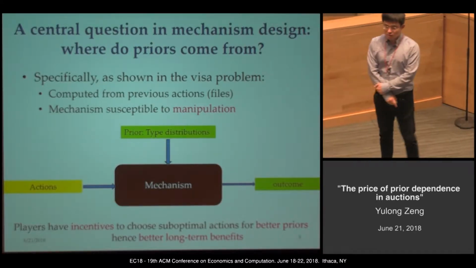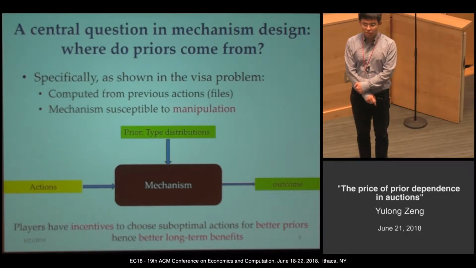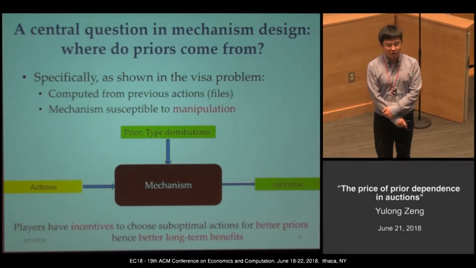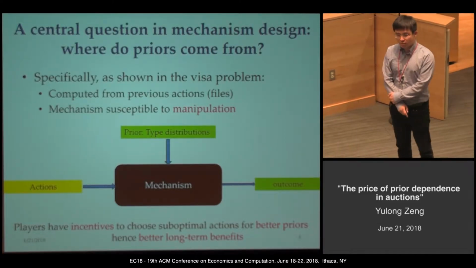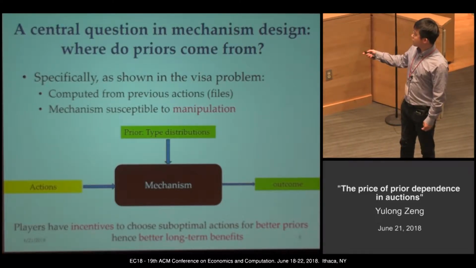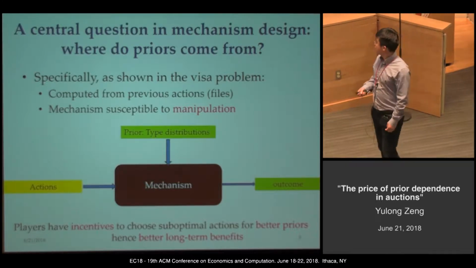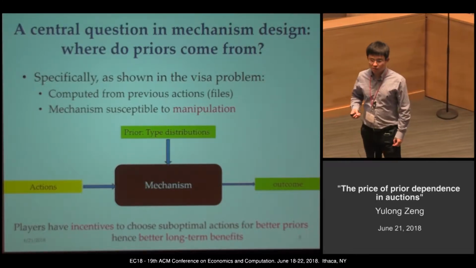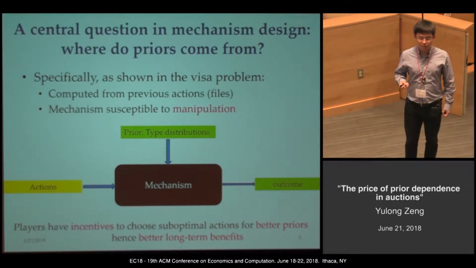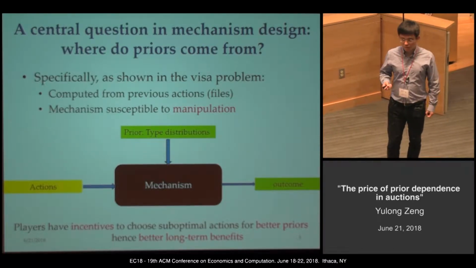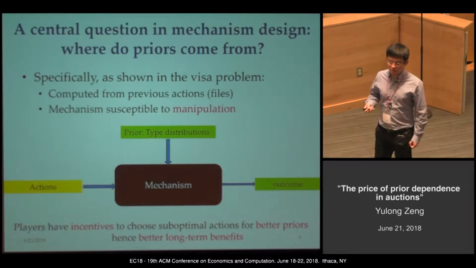And the main message that this talk wants to deliver is that this kind of mechanism is susceptible to manipulation. By manipulation, I mean players have incentive to choose suboptimal actions in order to form a better prior in the future, okay? So that they can benefit in the long run.